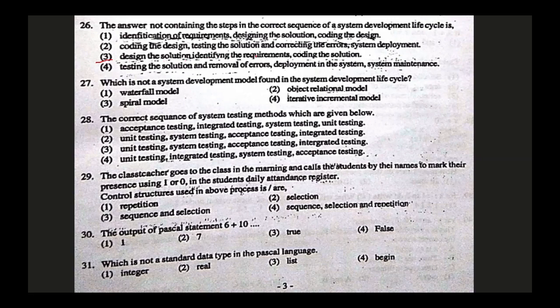Designing the solution, identifying the requirements, coding the solution, because when we develop a system, we need first the identification of requirements. Coding, designing, testing and solution, these are incorrect. Testing, solution and removal of errors, deployment, the system maintenance, these are in correct order. This is what is wrong here.